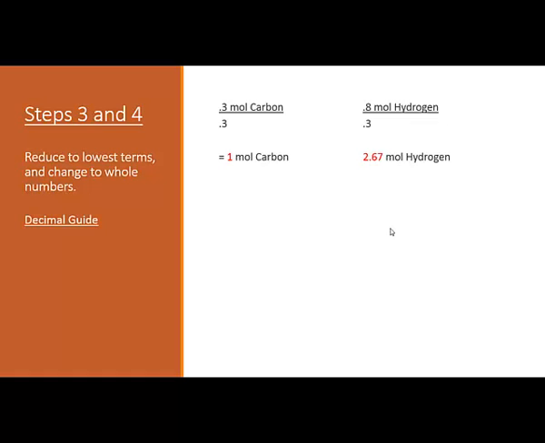Here's a quick guide about how to change from decimals to whole numbers with a minimum of headache. If your number ends in 0.5, you should multiply everything by 2, since 2 times 0.5 gives you a whole number. If your number ends in 0.33 or 0.67, you should multiply everything by 3. If your number ends in 0.25 or 0.75, you should multiply everything by 4. Those are the multiples you're most likely to see. If 2, 3, and 4 don't work, you can always try 5 or 7, but those are pretty rare.